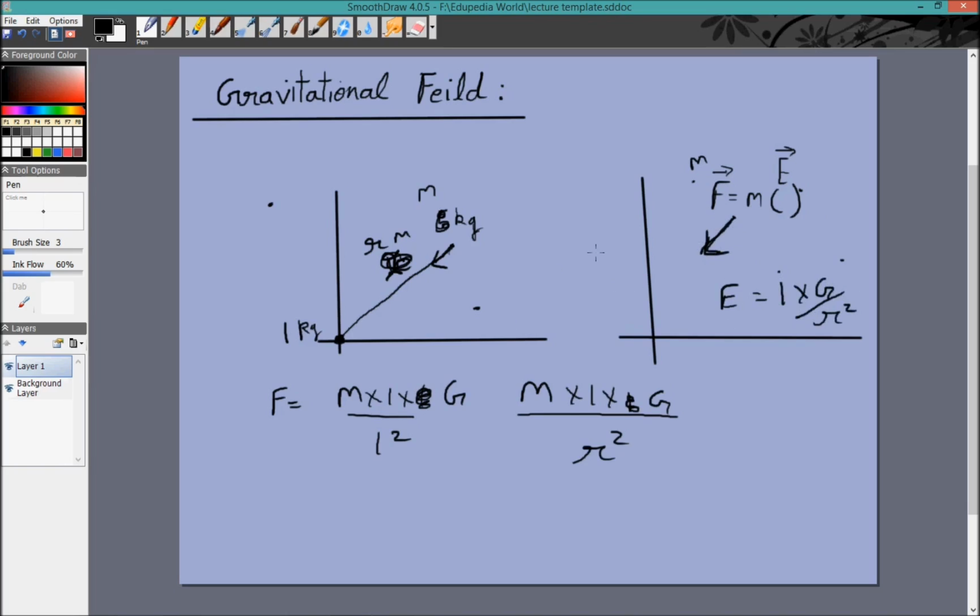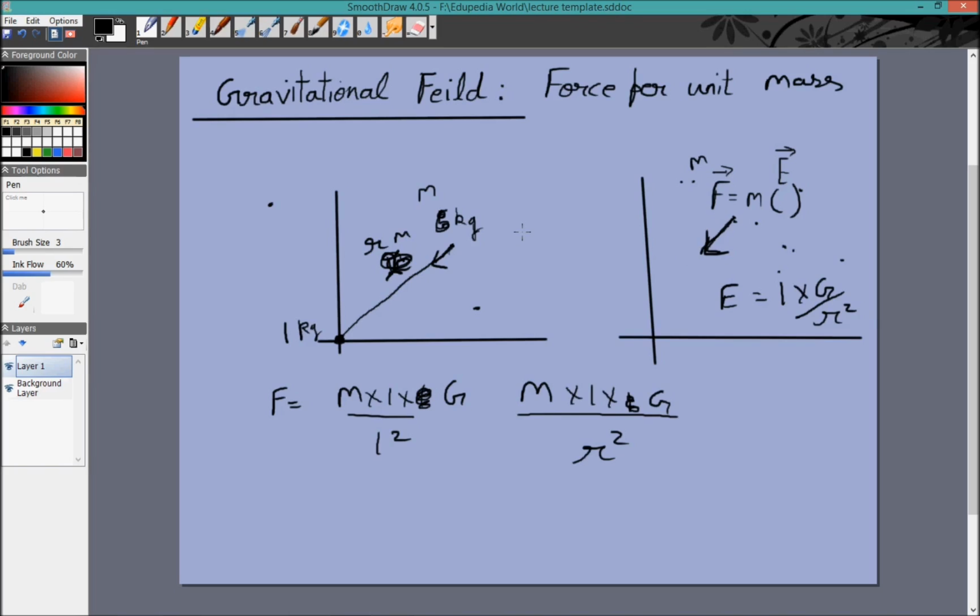Right? Now this E, the gravitational field, essentially it is nothing but the gravitational force per unit mass. So either I could have said we have a 1 kg object placed at the origin, or I could have just said we have a particular configuration of charges such that an object placed anywhere at a distance r away from the origin will experience a force per unit mass of 1 into g by r square towards the center. These two statements are equivalent.